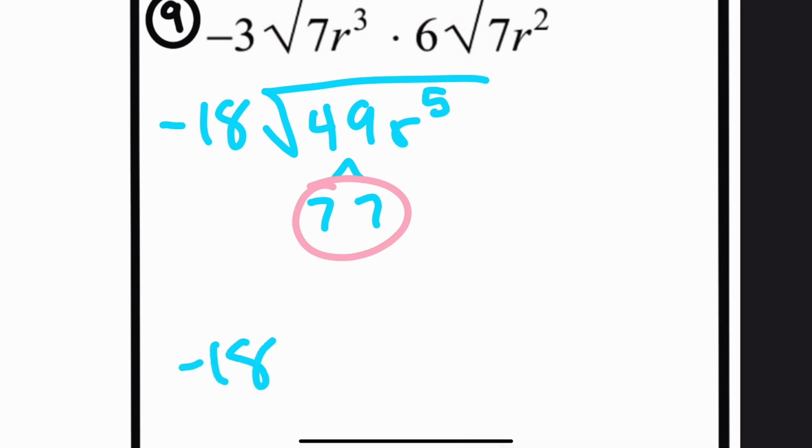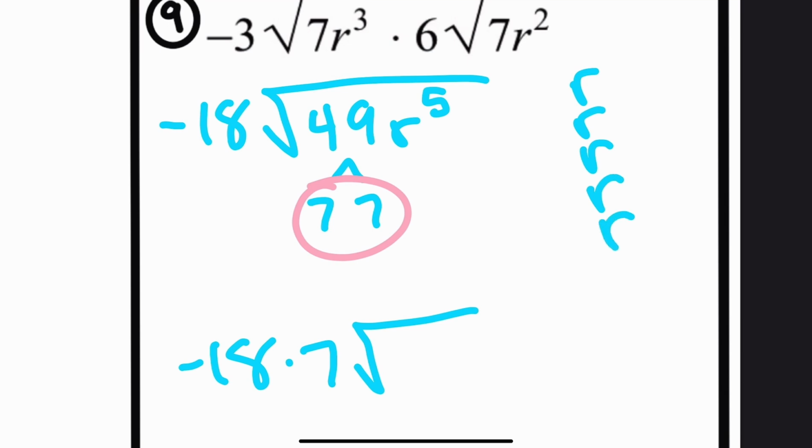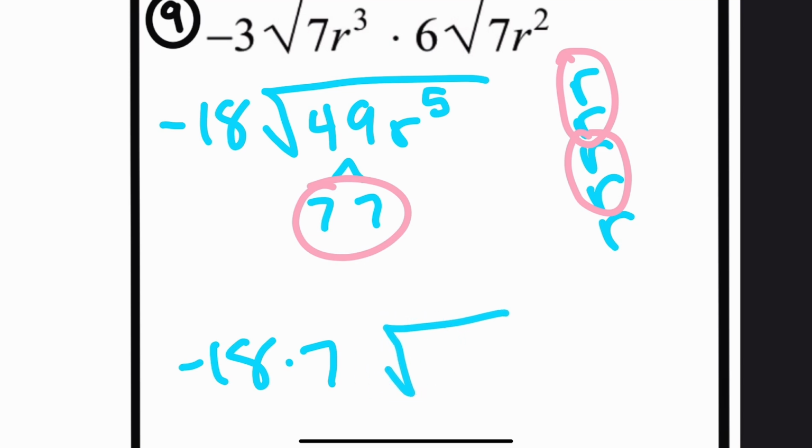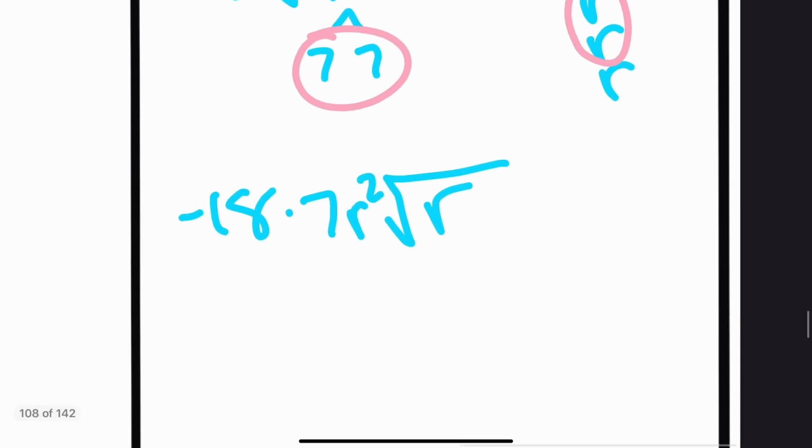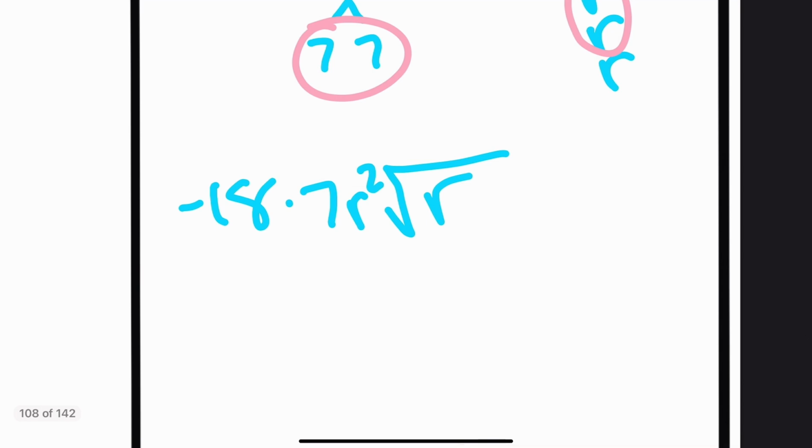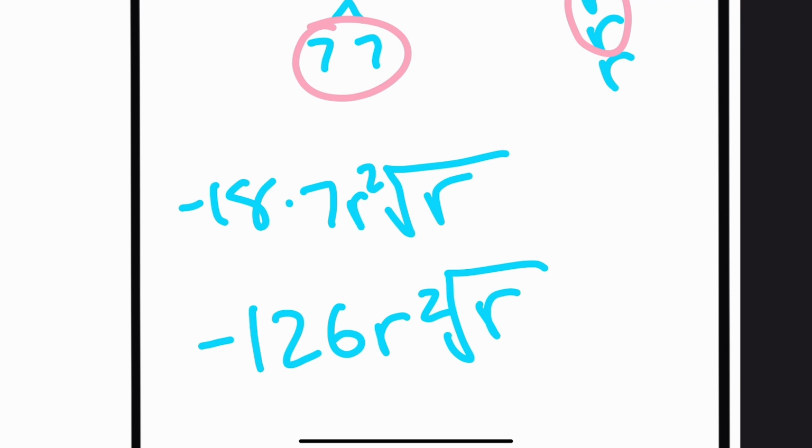I don't have anything left over, so I know that's going to come out. So I'm going to do negative 18, 7, square root, and let's see with my r's what we have going on. I got 1, 2, 3, 4, 5 r's here. I see 2 pairs with 1 left over. So I have r squared with 1 r left over. And the last thing I'm going to do is multiply my 18 and my 7, and I get negative 126 r squared, square root of r.